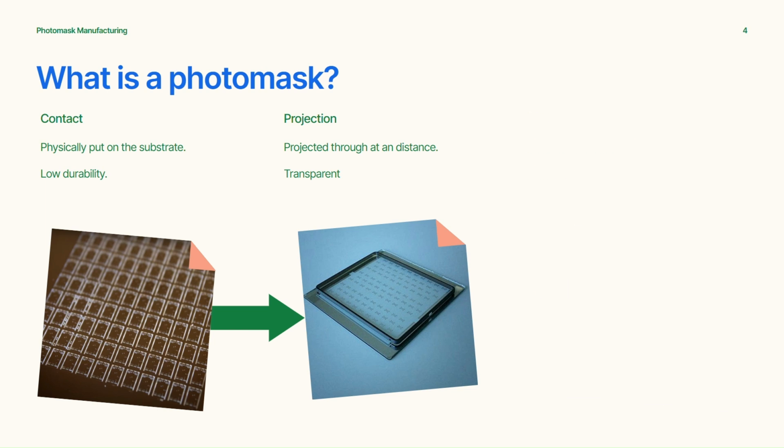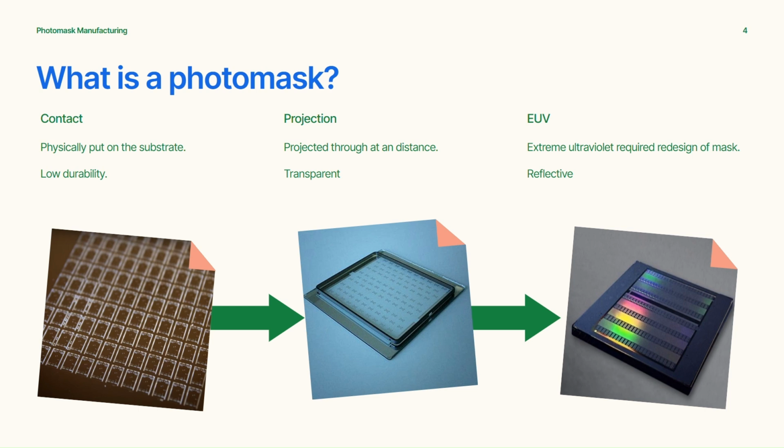Now, the newest type of photomask is the extreme ultraviolet photomask, which is a complete redesign of the photomask, because instead of being transparent and absorbing some of the rays, it's reflective, and it reflects these rays to get an even smaller area.